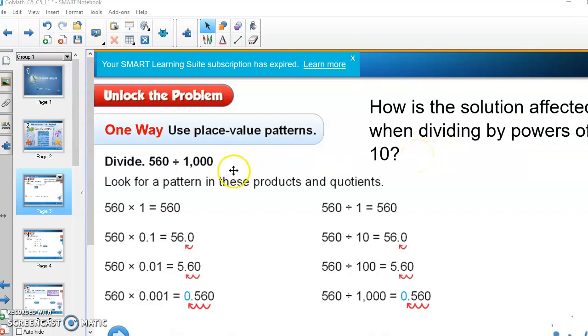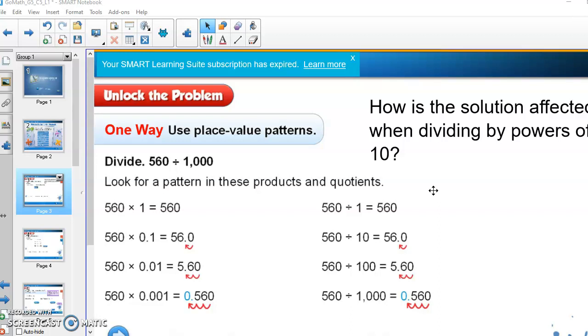I would like you, if you haven't already, to open up your math journals to page 291. If you'd like to pause the video at this time to get caught up, open up to page 291, press pause. We're going to continue. On page 291, you can see we have a word problem here.